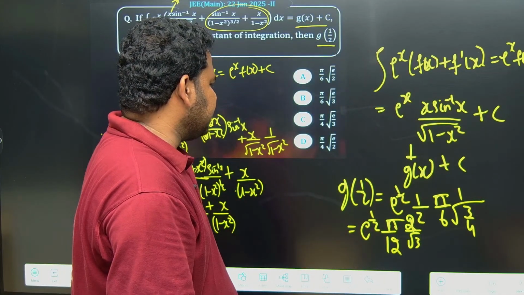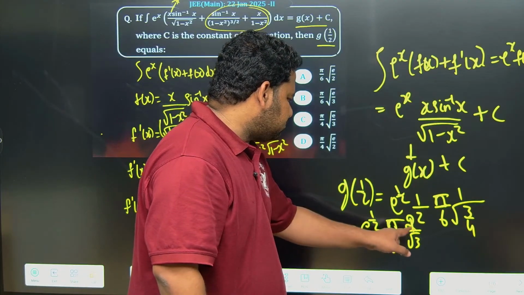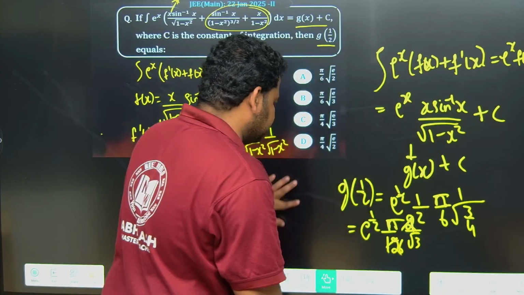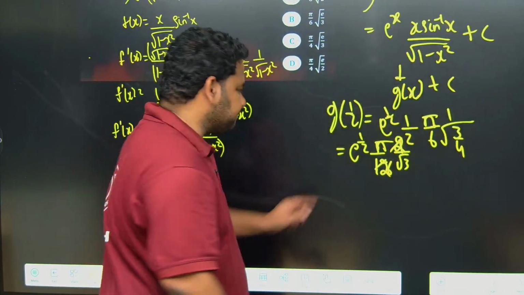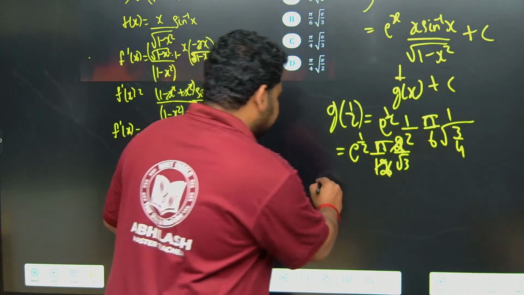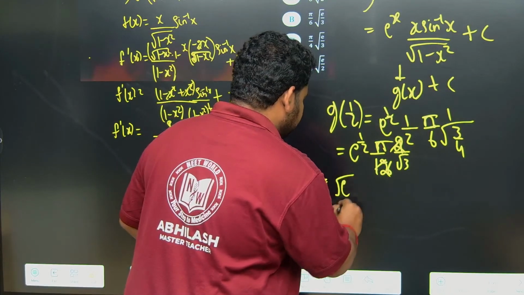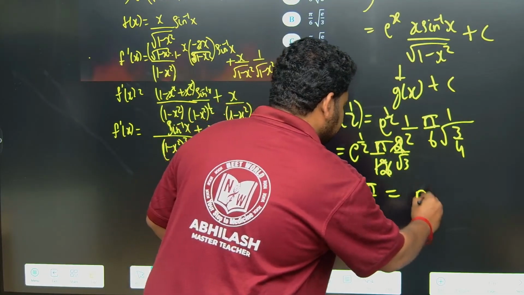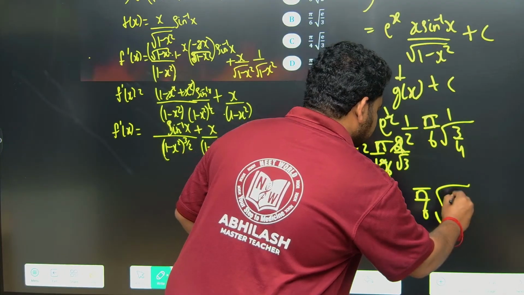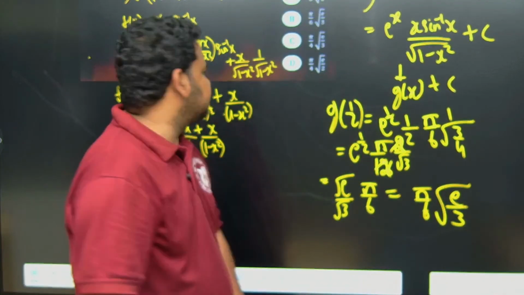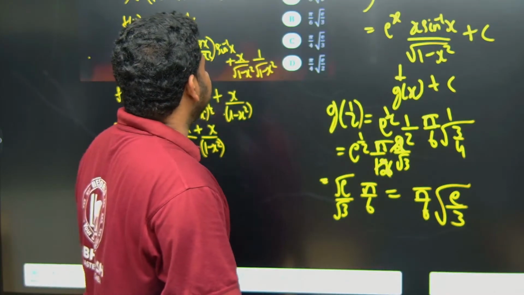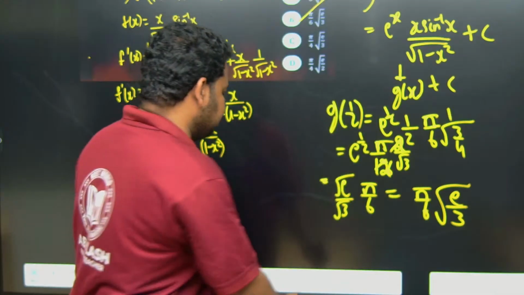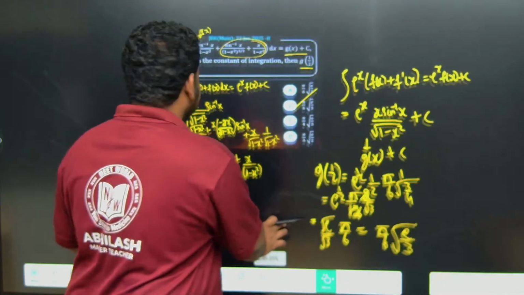On further simplification, this can be written as e power 1 by 2 by root 3, which can be written as root 3 into pi by 6. Further simplification gives pi by 6 into root of e by 3, that is nothing but option B. Option B is the right answer to this question. Clear?